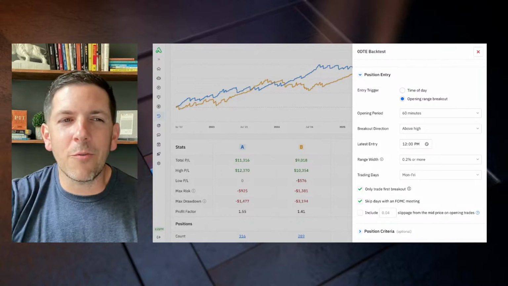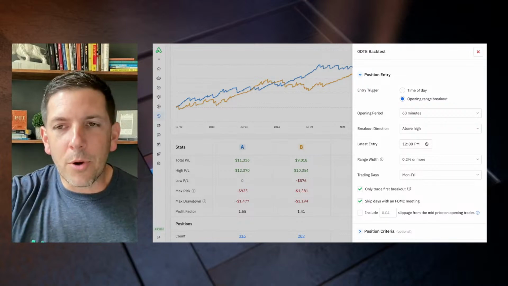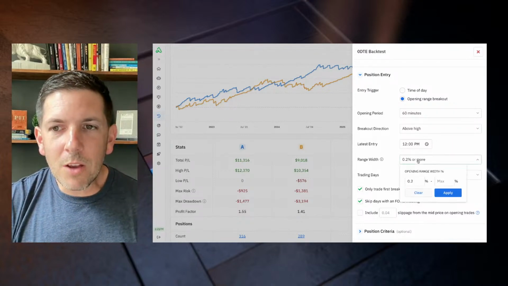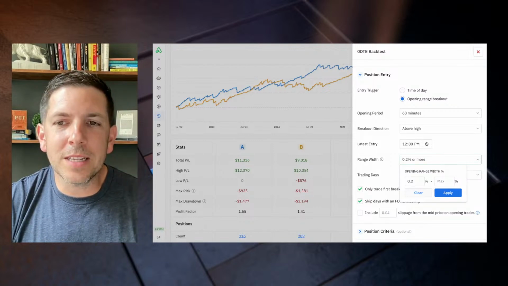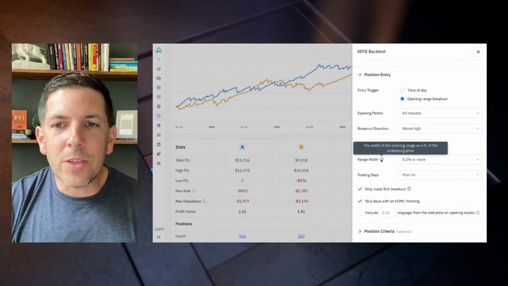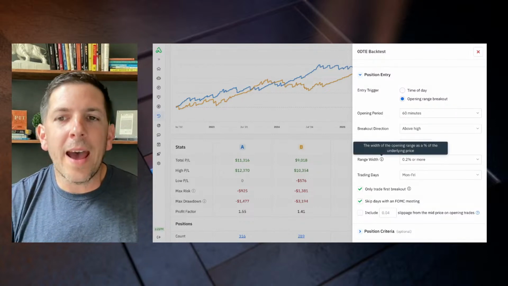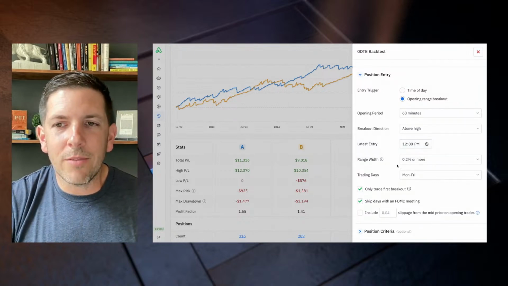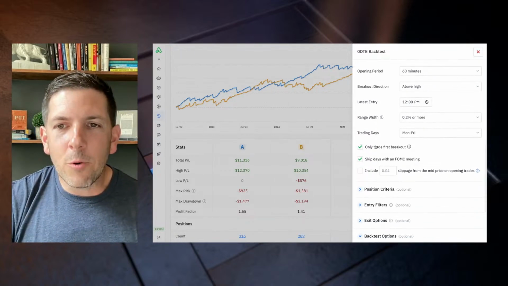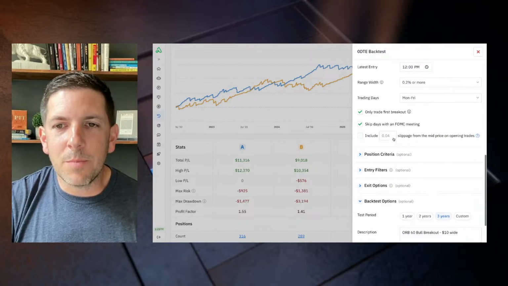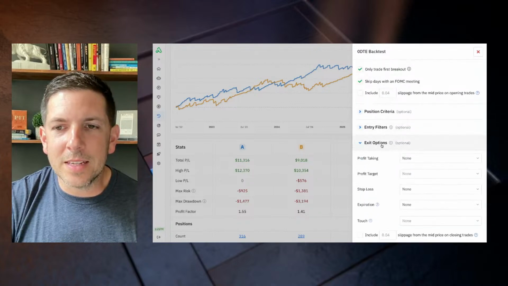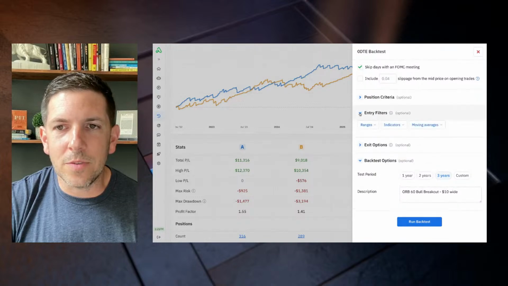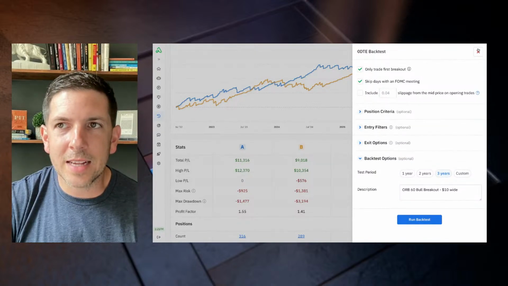So after that, if we get a breakout of the opening range late in the day, we're not going to do anything. Range width is a pretty good one. The width of the range has to be more than that amount, so it can't be so tiny. We want some movement, so you have a low level filter there. Of course, we're only going to trade the first breakout. We'll skip FOMC days. And in this case, I don't think he introduced any exit options or additional entry filters, so those are things we can test here.